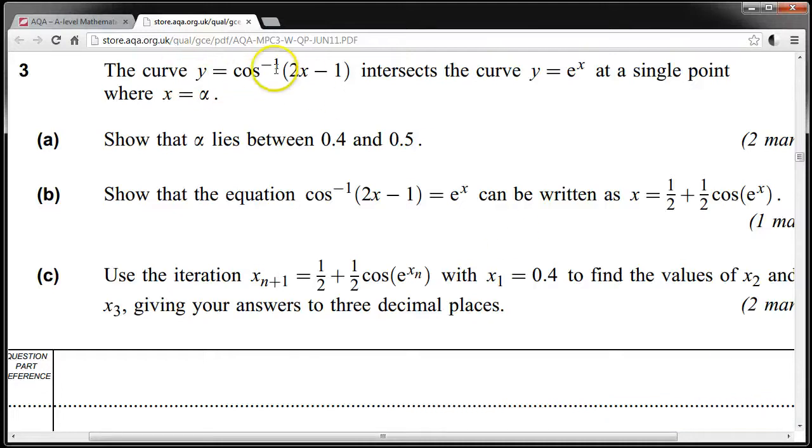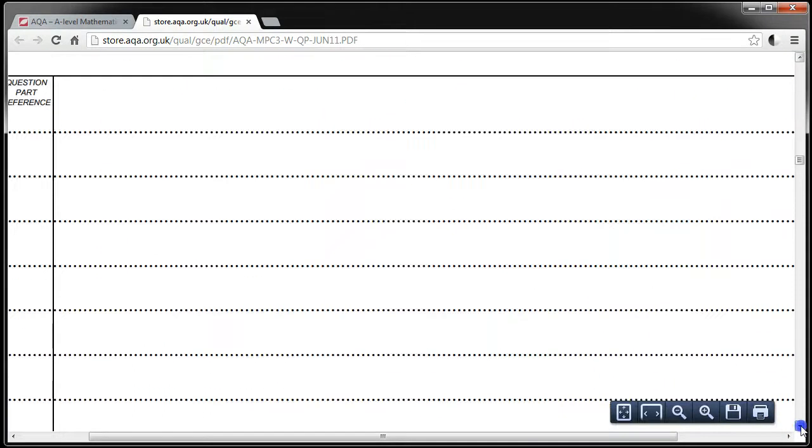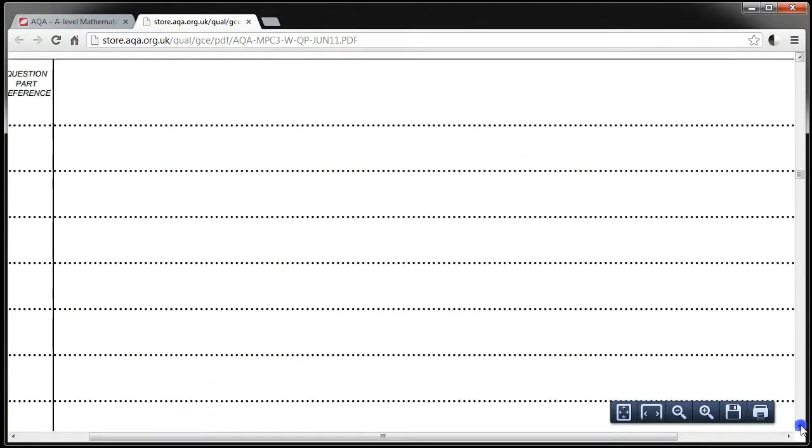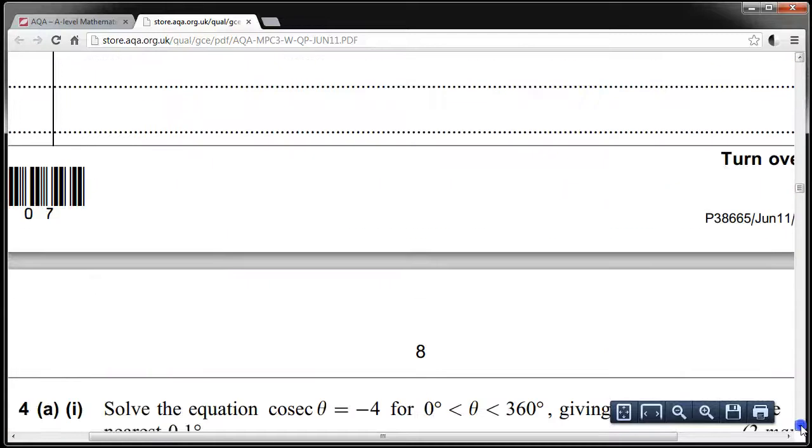Question 3, this curve with inverse cos, and this alpha, show that alpha lies between 4 and 5. This is an iteration problem. Just take the difference and input these values. One will be positive, one will be negative. So the change of sign indicates that it has a root at alpha between these two bounds. Then rearrange, which is easy, and then use this iteration formula with this first value. Again, it's not too bad. Fairly standard question there, no surprises. So that's question 3.